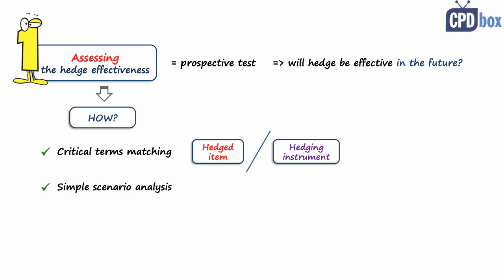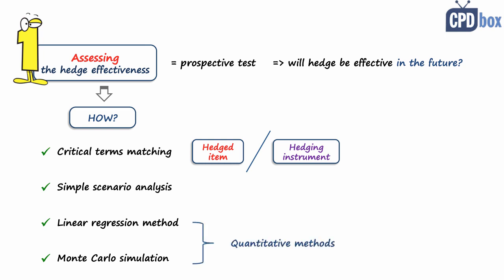You can also apply the simple scenario analysis method, and this is a quantitative method, and you are going to simulate various scenarios and analyze how the fair value of your hedged item and hedging instrument changed as some other variable changes. And you can also use the linear regression method and Monte Carlo simulation method. And these methods are quantitative. They require a bit of modeling and simulating, and they are used in more complex hedging relationships. So this is all for the prospective assessing of the hedge effectiveness.